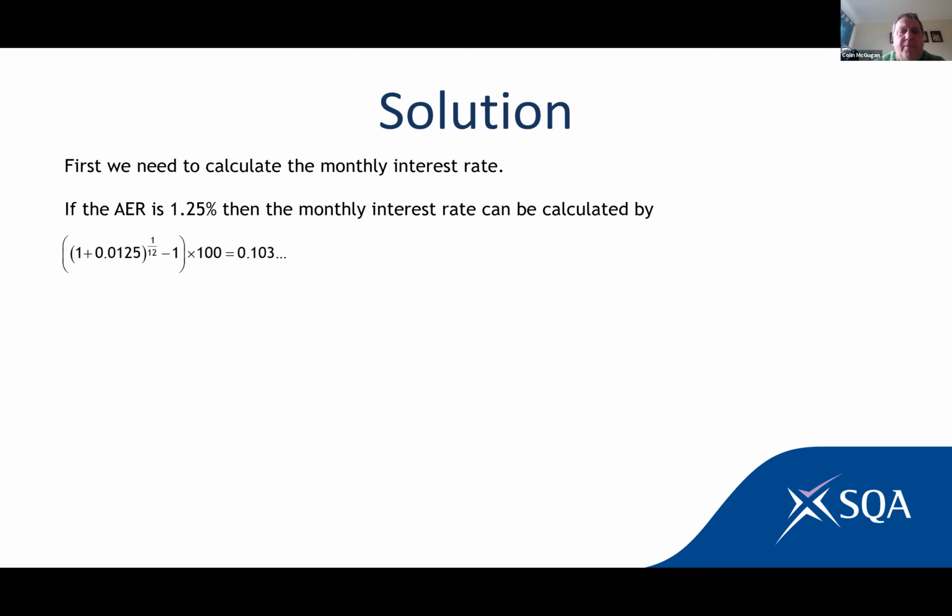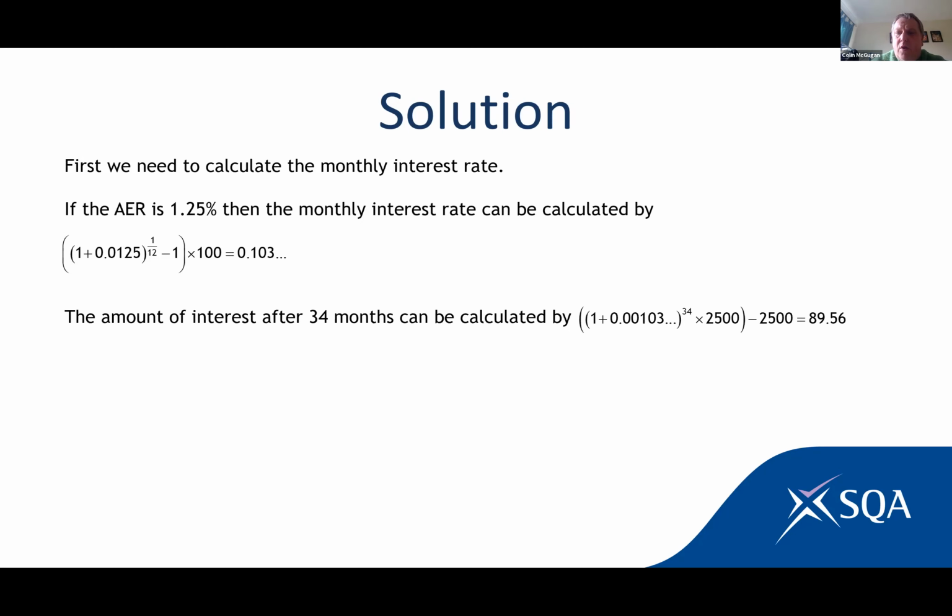So that now gives us that the monthly interest rate is 0.103%. The amount of interest after 34 months can be calculated by 1 plus that interest rate to the power 34, because it's 34 months, times the 2,500 that was the amount invested, take away the 2,500, to find that the amount of interest she would get is £89.56. So the bit that makes this harder is converting into the monthly interest rate.